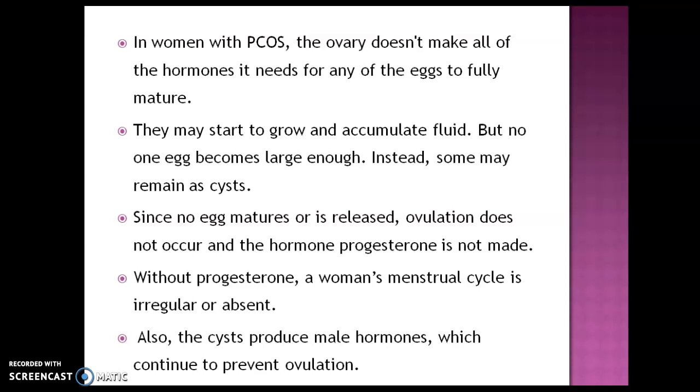So here we can see that without the progesterone, the woman's menstrual cycle will be very irregular or absent. That control, or the influence of this hormone, is not seen, so there is irregularity in the menstrual cycle. Also, the cysts not only remain and form cysts, they start releasing the male hormone androgen, which prevents further ovulation.